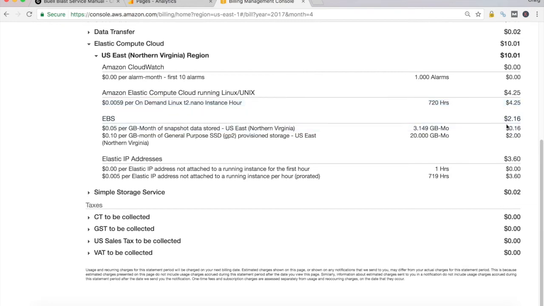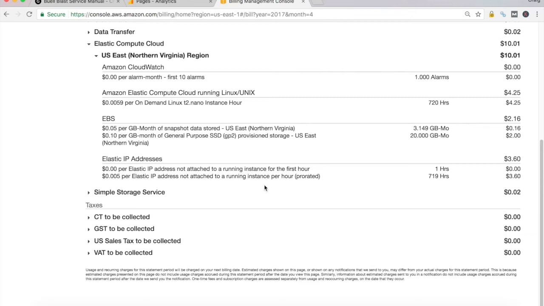In addition to that, I had a $2 charge for the Elastic Block Store, the storage that I had provisioned for that EC2 instance, which was running WordPress and a couple of minor posts and images that I had set up to play around with. So $4 for the EC2 instance, $2 for the Elastic Block Store. And then I had a $3.60 charge for my Elastic IP address.